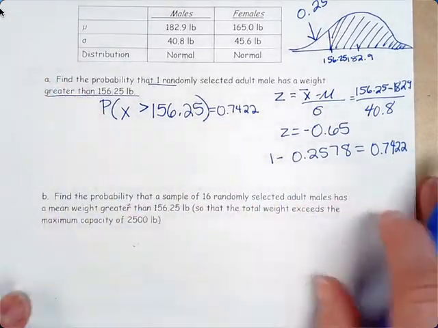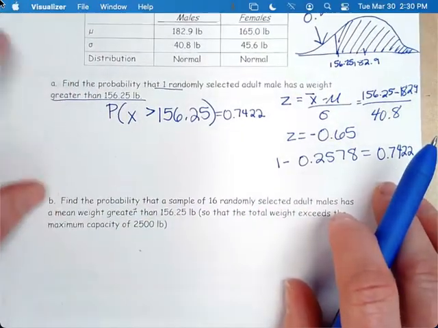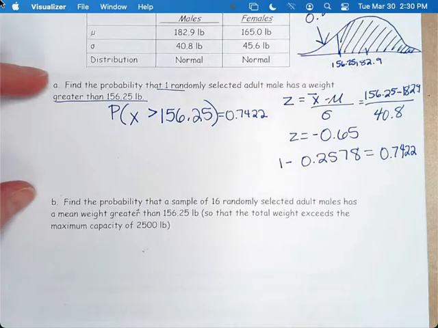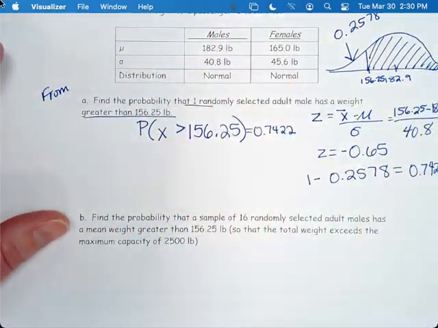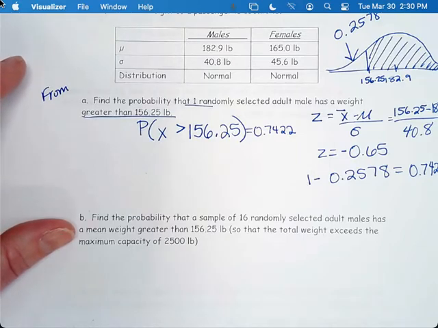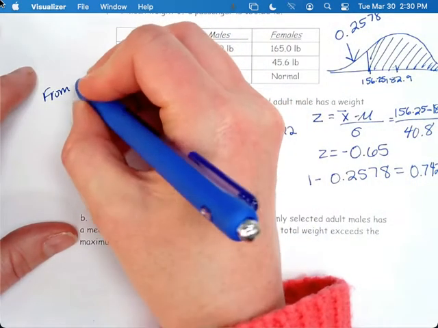So this is just using what we've already learned from 6.3. Or did we learn this from 6.3? I feel like we learned it from... Yeah, it was last week. Maybe 6.2.